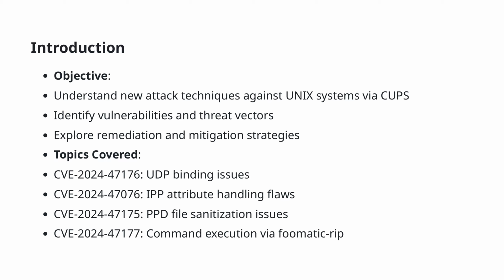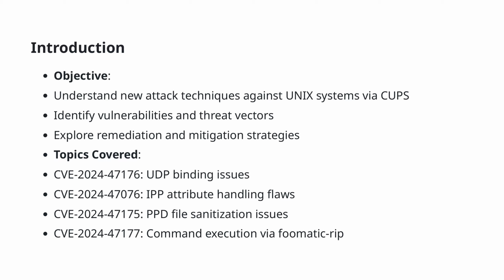In this section, we're going to focus on new attack techniques targeting Unix systems through CUPS, the Common Unix Printing System. Our goal is to understand these vulnerabilities, recognize potential threat vectors, and explore strategies for mitigation and remediation. We'll cover several specific vulnerabilities that have been identified.